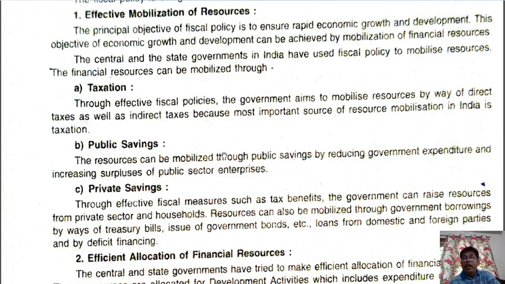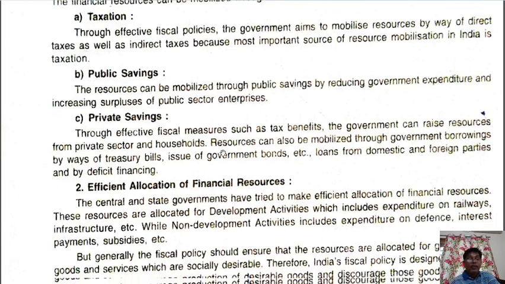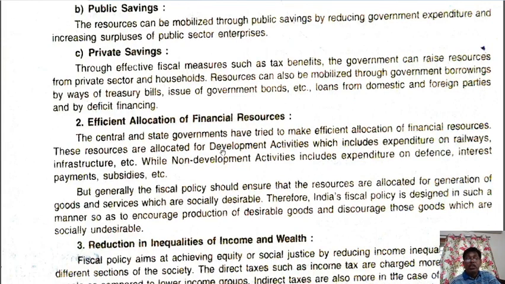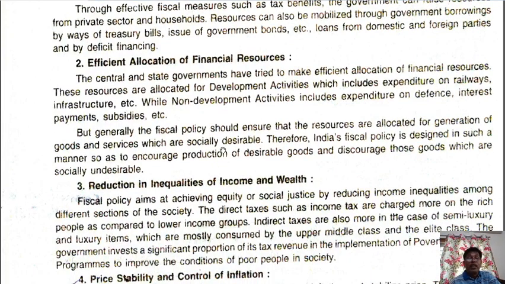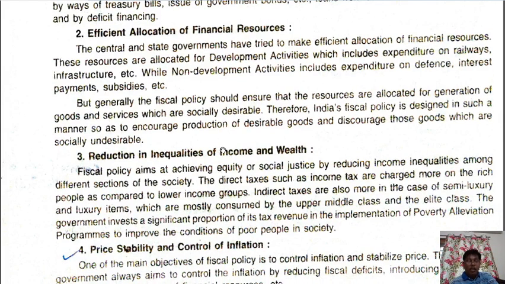In effective fiscal policy, the government mobilizes resources by way of direct taxes as well as indirect taxes, because the most important source of revenue mobilization in India is taxation. Public spending and private saving are also important in fiscal policy. The second objective is the efficient allocation of financial resources. Here, the central and state governments have to make efficient allocation of financial resources. These resources are allocated for development activities, which include expenditure on railways, infrastructure, etc., while non-development activities include expenditure on defense, interest payments, subsidies, etc.